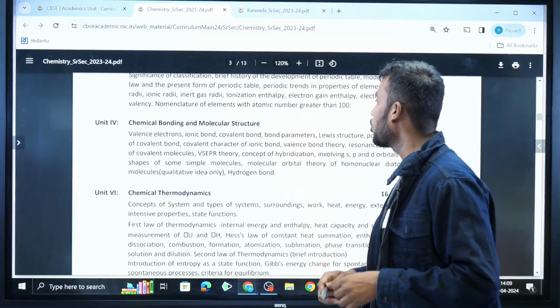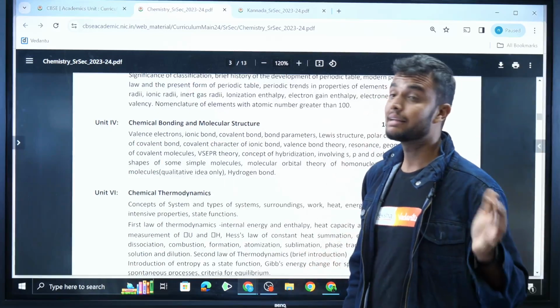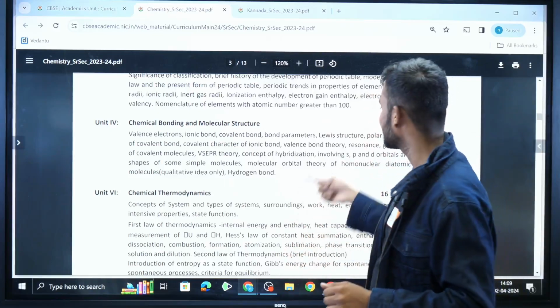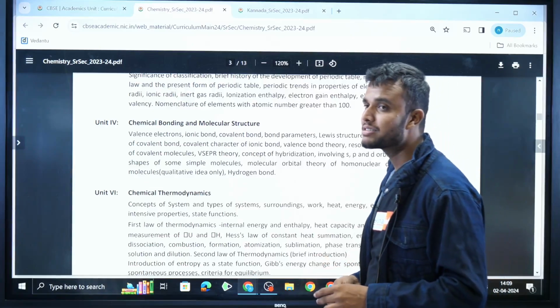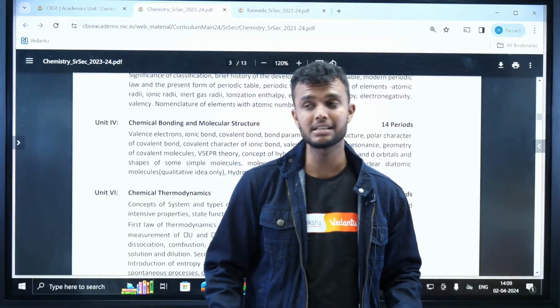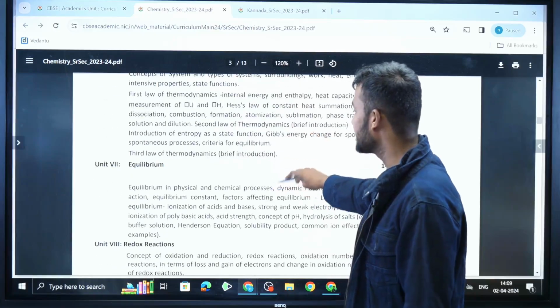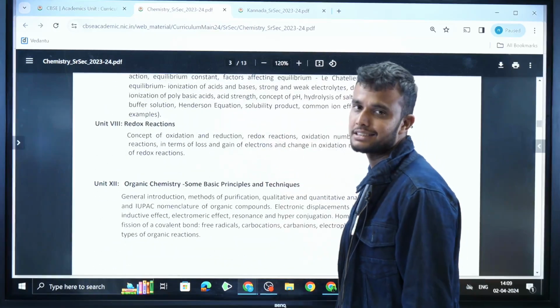Then chemical bonding and molecular structure. This unit is also called inorganic chemistry. In inorganic chemistry, you learn only metal-related concepts. Okay, my dear students. Then after this, chemical thermodynamics, equilibrium, redox reactions.